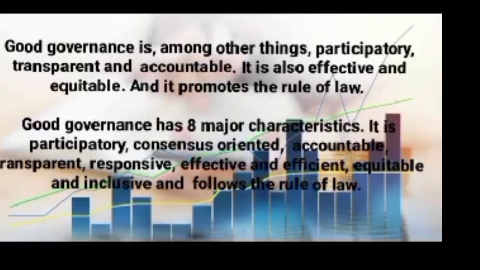So we have the 8 characteristics of good governance by UNDP. Good governance is participatory, consensus-oriented, accountable, transparent, responsive, effective and efficient, equitable, and inclusive, and follows the rule of law. It assures that corruption is minimized, the views of minorities are taken into account, and that the voices of the most vulnerable in society are heard in decision making.